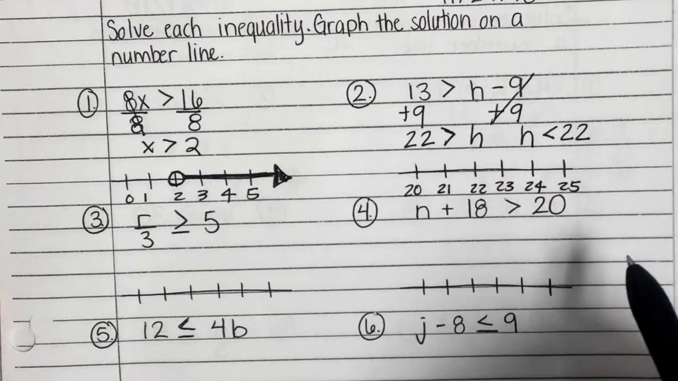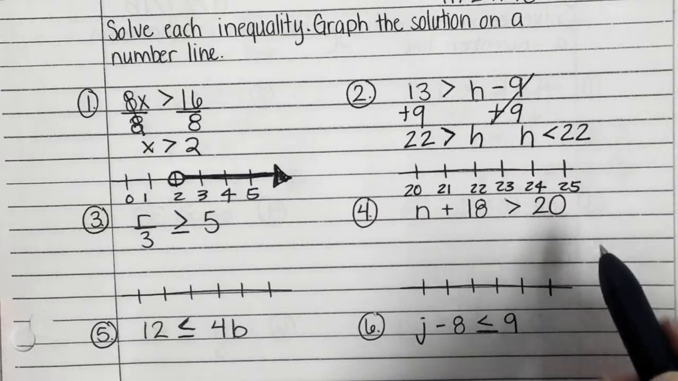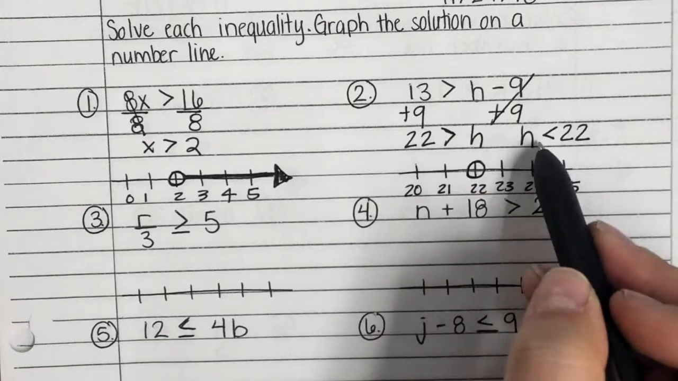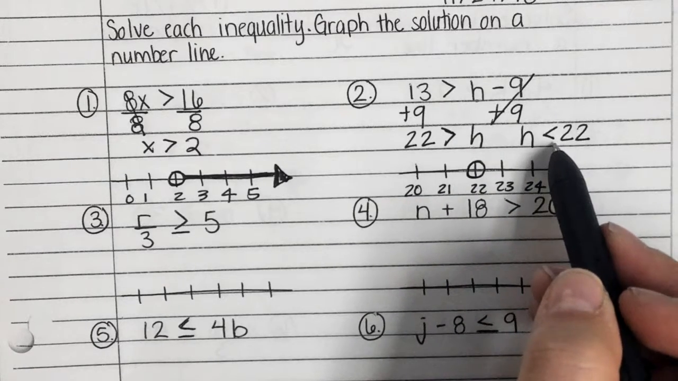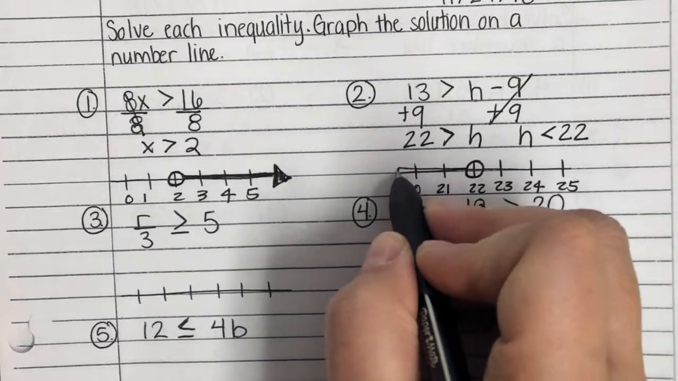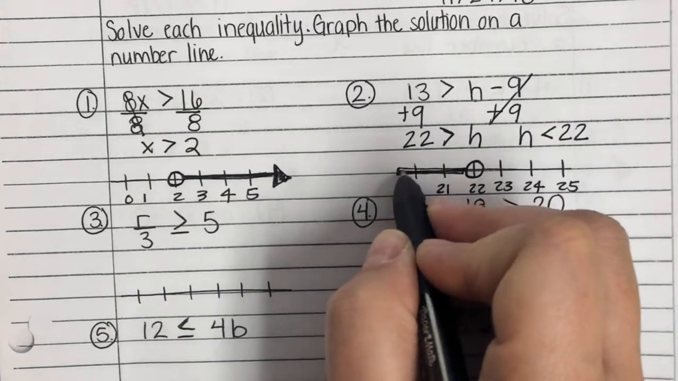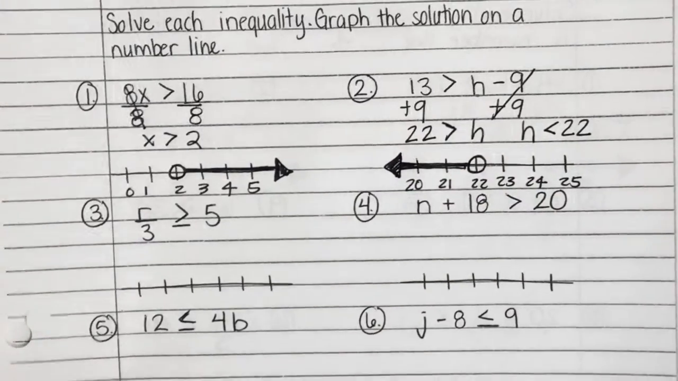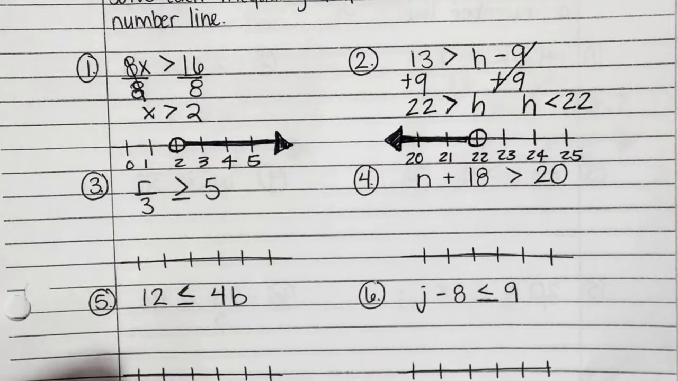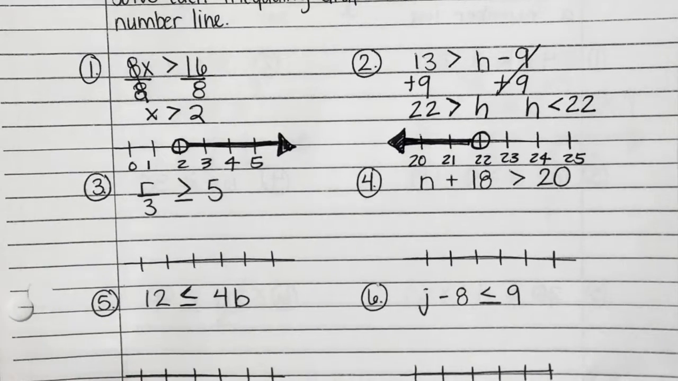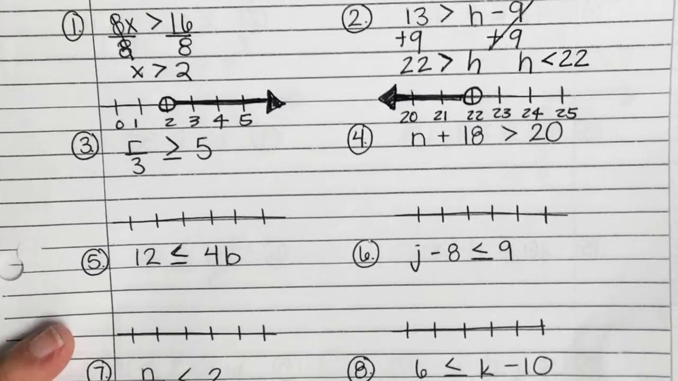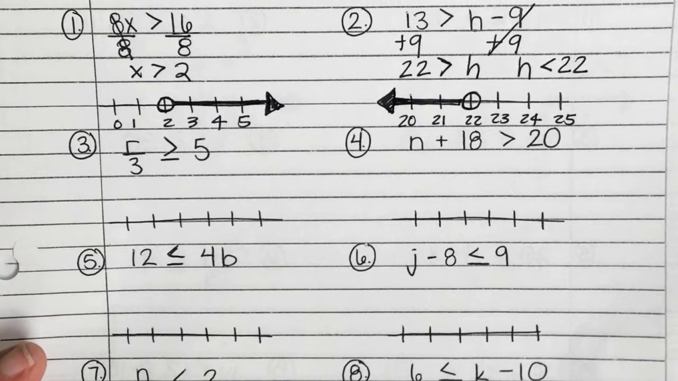Is that an open or closed circle? Open, because it's not equal to. And don't look at this original one, look at the flipped one. Which way do we shade in? To the left. I want everything less than 22. And there's a reason I'm asking you the same 3 questions over and over. I want you thinking those questions when you're going through and solving it. Or there's about 4 questions, actually.